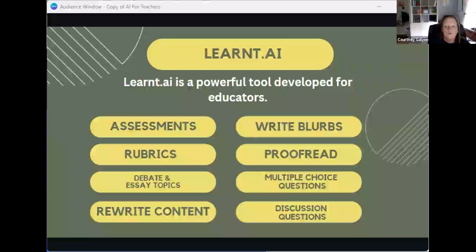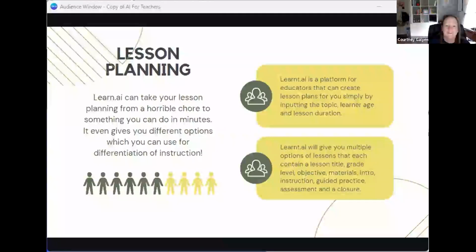And I saved the coolest thing that Learn AI can do for this. It can write your lesson plans for you. And I was thoroughly impressed with how well this works. It can take your lesson plans from a horrible chore to something that you can do in minutes. And it even gives you different options which you can use for differentiated instruction.